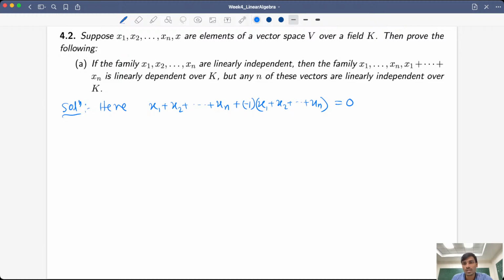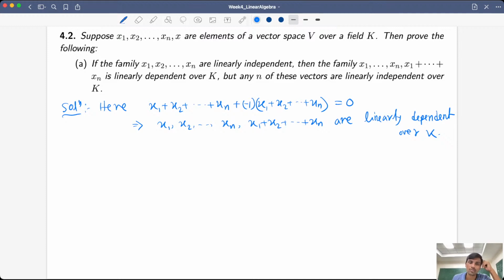That means the coefficients are all non-zero, but you get the sum to be 0. So this implies that x1, x2, ..., xn and x1 plus x2 plus ... plus xn are linearly dependent over K, because K has the elements 1 and -1.